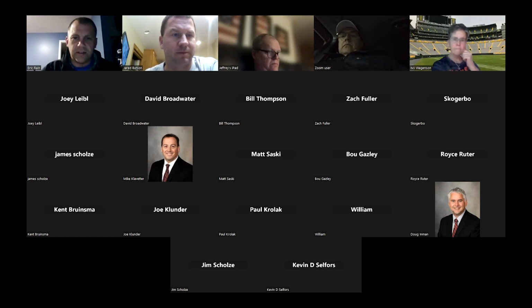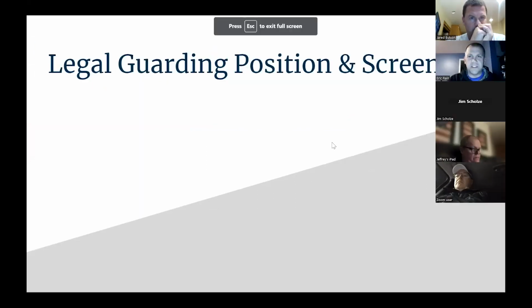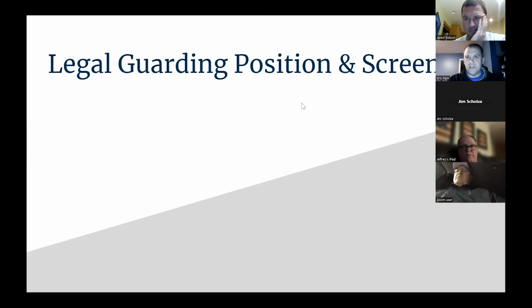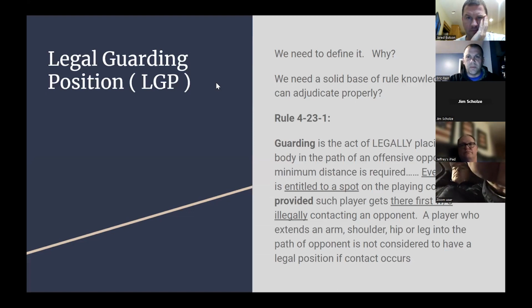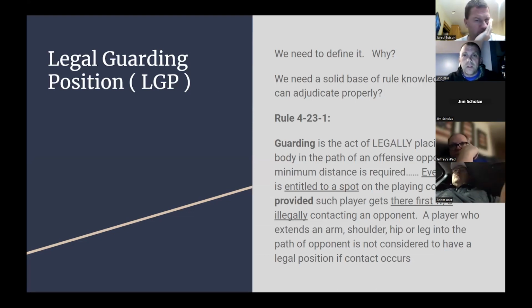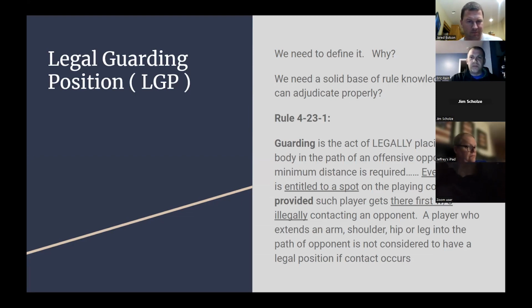Sounds good. Okay, I'm going to start with a little share screen here, and we'll go through a quick PowerPoint on legal guarding position and screens. All right. So legal guarding position, we need to define it and why. Rule 4-23 goes through legal guarding position and how to establish and maintain it.